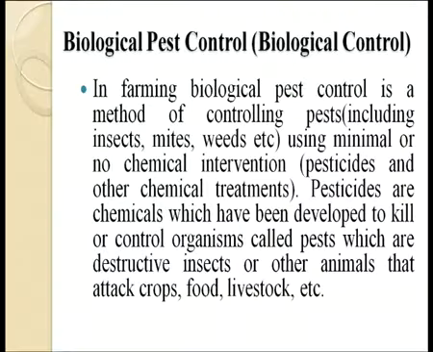Pesticides are chemicals which have been developed to kill or control organisms called pests, which are destructive insects or other animals that attack crops, food, livestock, etc. Biological pest control employs various natural methods for protecting plants from invasive and harmful pests. The biological control agents of pests do not enter the food chain or poison animals and so are not likely to harm mankind. Biological control of pests is an ecologically sound alternative to chemical pest control.